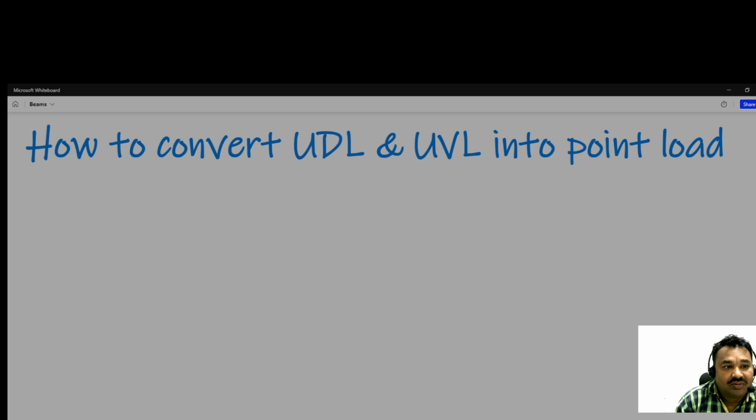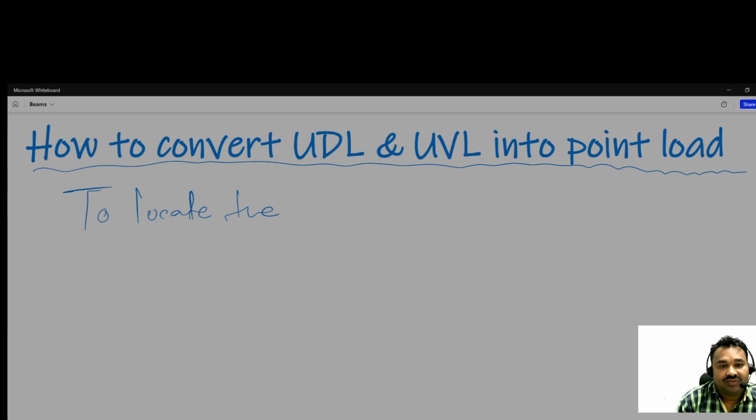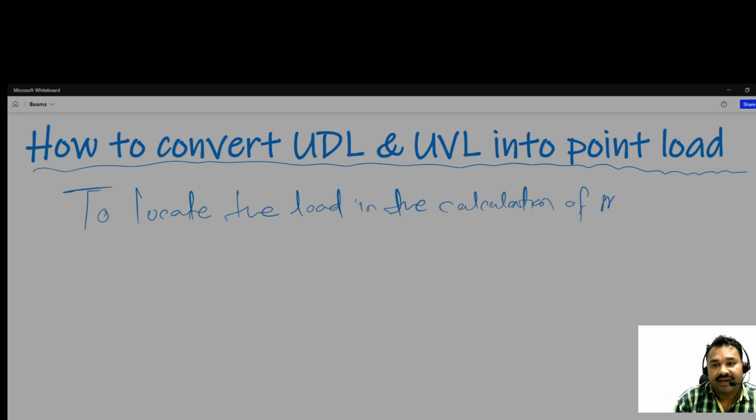Let us discuss now how to convert the UDL and UVL into point load. That is required. Why is it required? To locate the force or load in the calculation of moment. So that's why the UDL and the UVL, this type of load. And what is UDL?